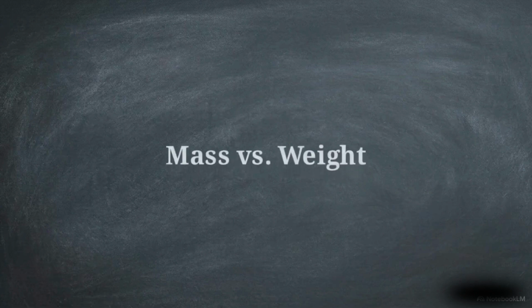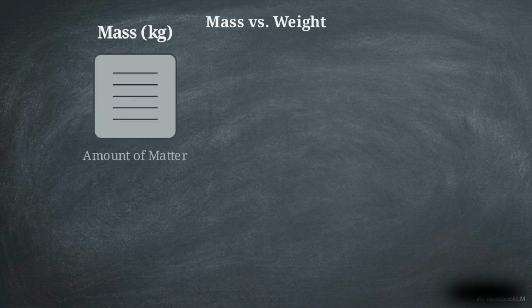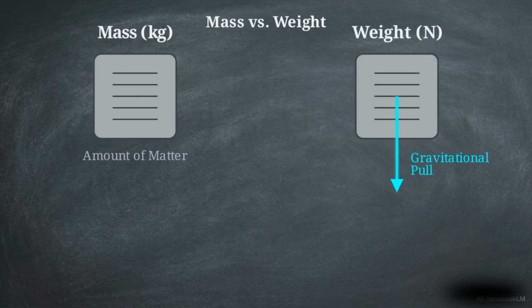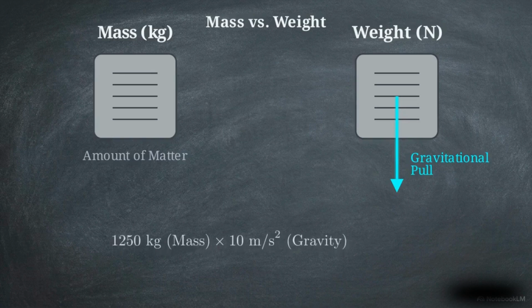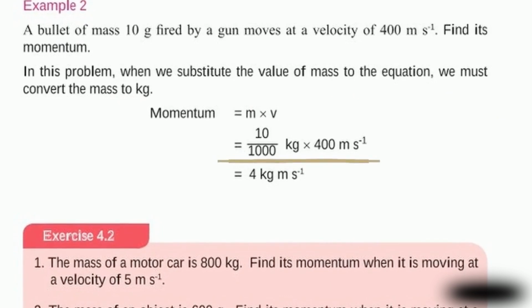A common error is treating mass and weight as interchangeable. Mass is the amount of matter in an object, measured in kilograms, while weight is the force exerted on that mass by a gravitational pull. To find the car's weight, multiply its mass by the gravitational acceleration, 10 meters per second squared. Our car has a weight of 12,500 newtons. Momentum also requires careful unit conversion. As shown in this textbook example, a mass given in grams must be divided by 1,000 to convert it to kilograms before you multiply by the velocity.